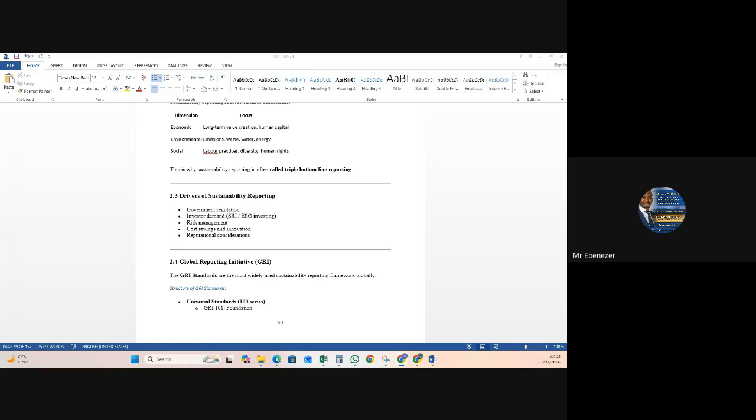Then also, we have risk management. Yes, risk management is there. Then also we have cost savings and innovation. So all these are drivers to sustainability reporting. We also have reputational consideration, when you want to protect your reputation. That's it.